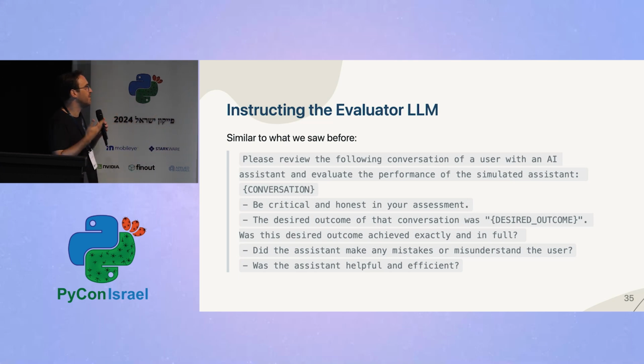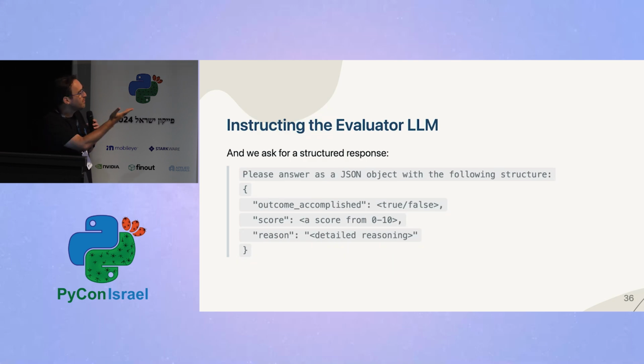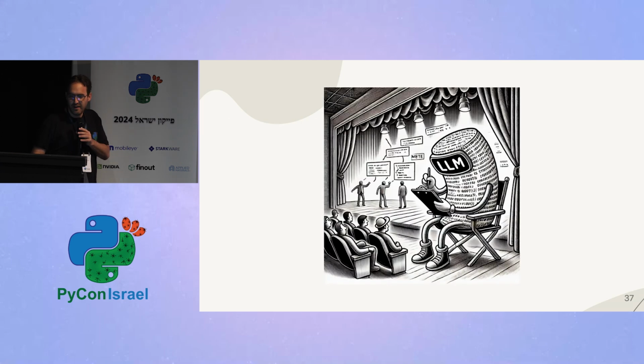Were there any mistakes, any misunderstandings? Was the assistant helpful and efficient? And we can add whatever our goals or business requirements are. And again, we ask it to provide a JSON: was the outcome accomplished? What is the score? What is the reason? Even if all the tests pass, we can pass with a low score, and then we can work to improve the score, right? So it's less binary than we're used to.